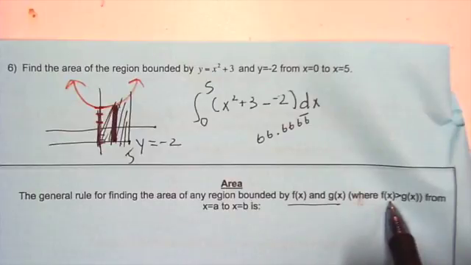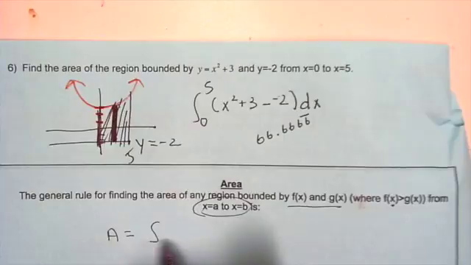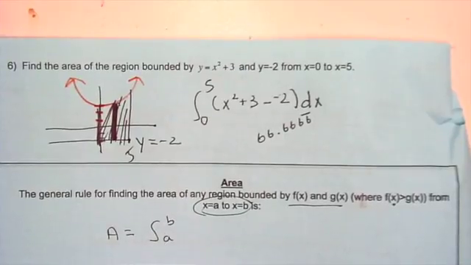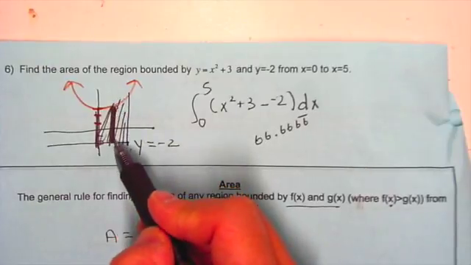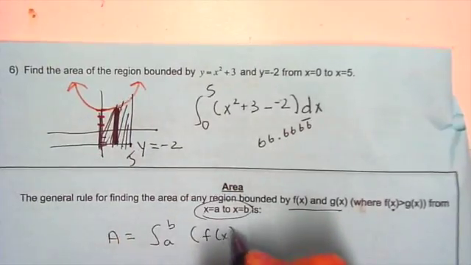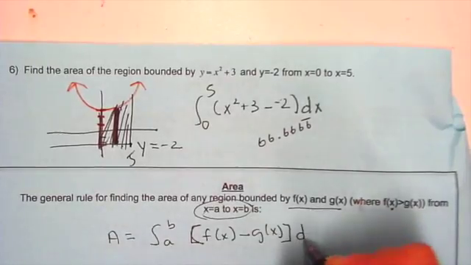So the general rule for finding the area of any region bounded by two functions, where f is the bigger function, is, so the bounds are a to b, so we're going to add up all the rectangles from a to b. The height of the function is always the bigger function minus the smaller function, so that would be f of x minus g of x in this case. That's the height of the rectangle. This is the width of the rectangle.